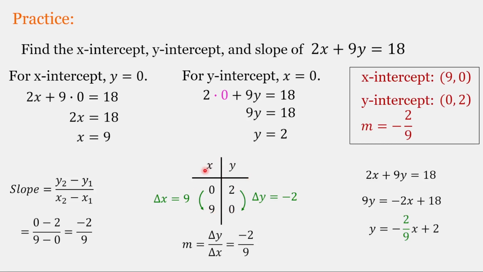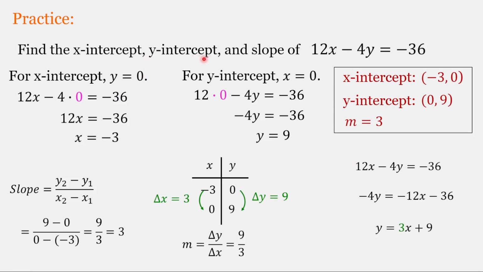Or we could look at that table we may have made to find the difference in the x values and the y values. Or we can convert that line into slope-intercept form. If you did convert it to slope-intercept form, this is also a way of getting that y-intercept. So you could potentially skip this step here. Either way, we end up with an x-intercept of 9, a y-intercept of 2, and a slope of negative 2/9.